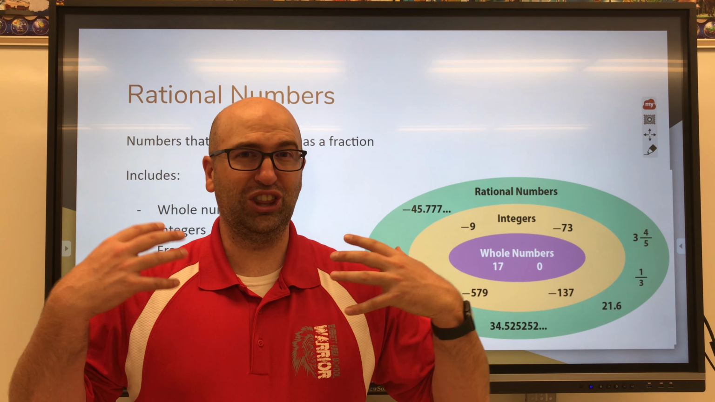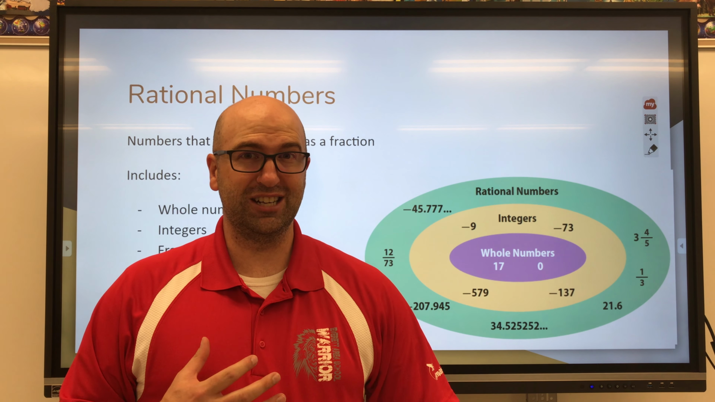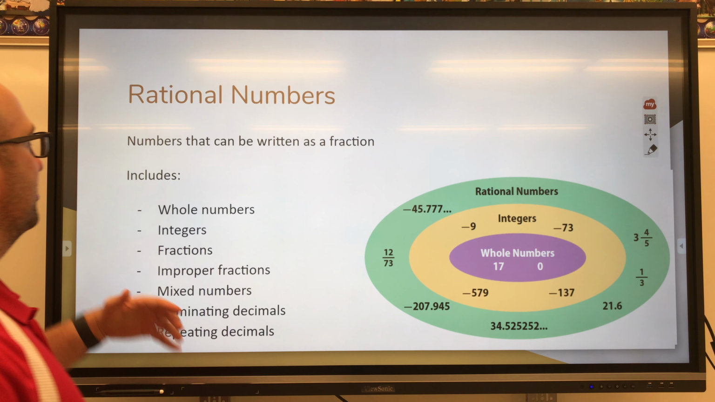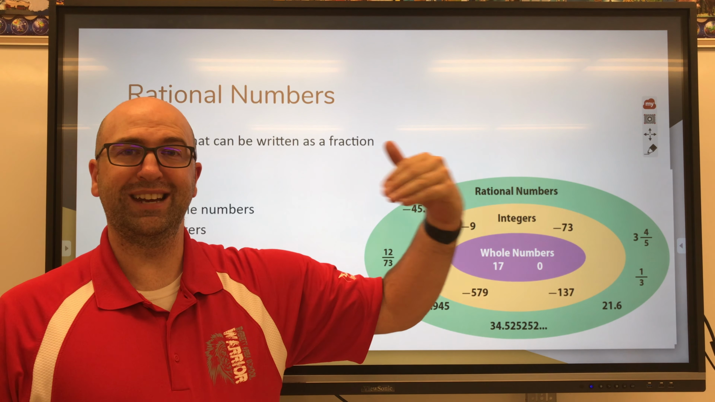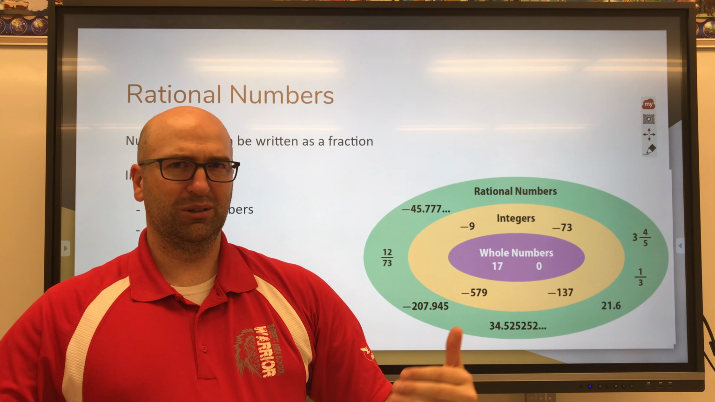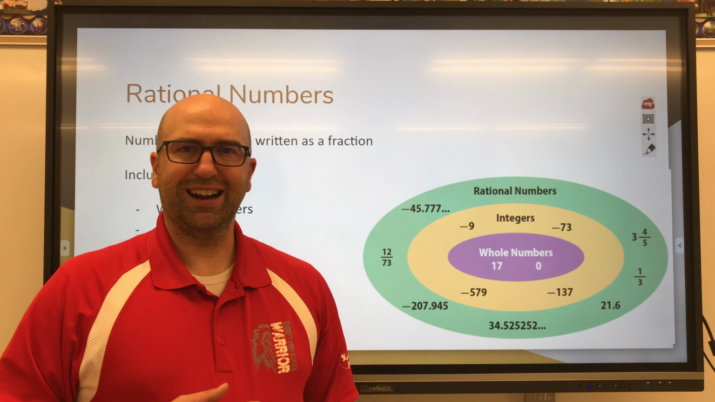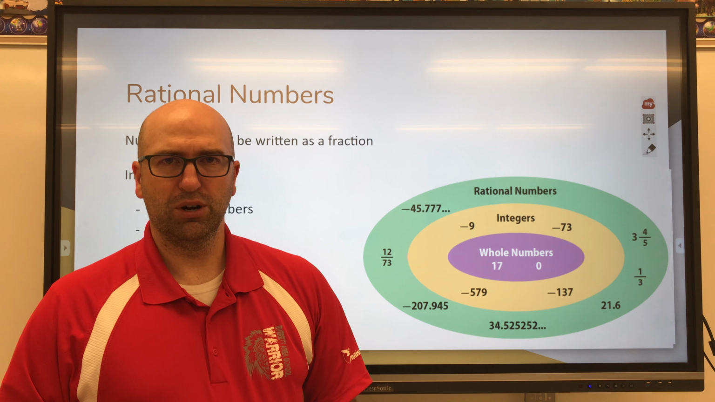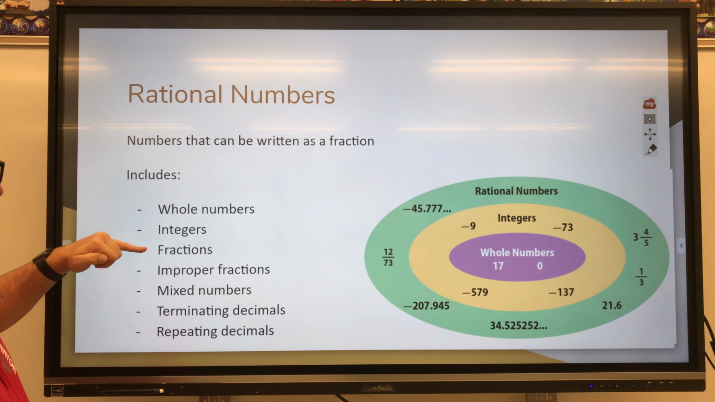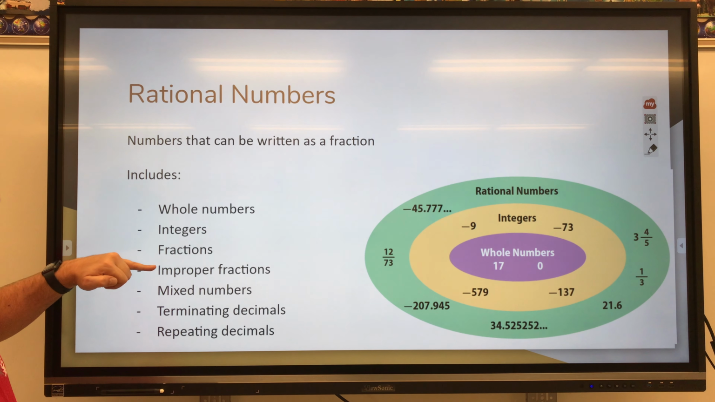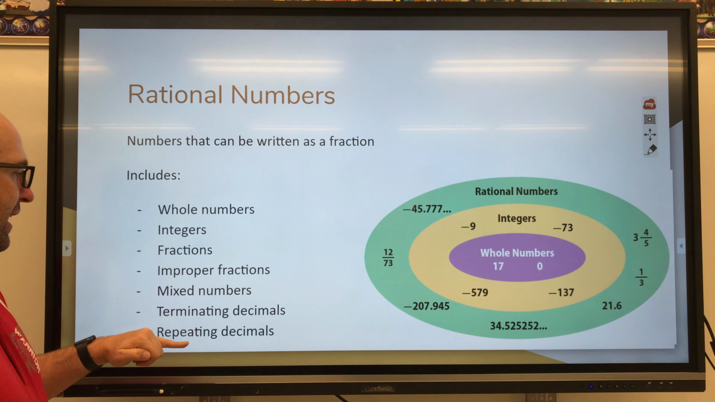These are the numbers that, if you think the word rational makes sense, we can have a little more sense about these numbers. We understand them better. So a rational number, the exact definition, is a number that can be written as a fraction. Well, you're thinking, oh, well, fractions are fractions. No, you can write just about any number as a fraction, and those would be rational numbers. Those types of numbers are whole numbers, integers, regular fractions themselves, improper fractions, mixed numbers, decimals, terminating and repeating decimals.